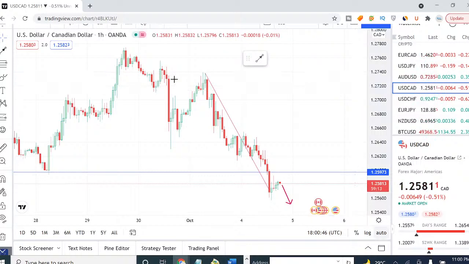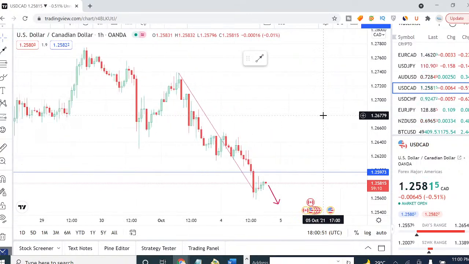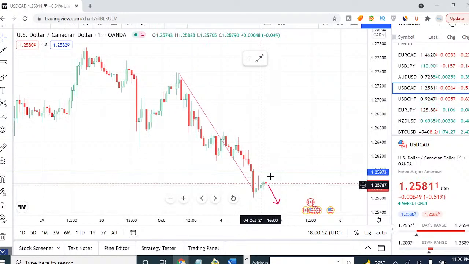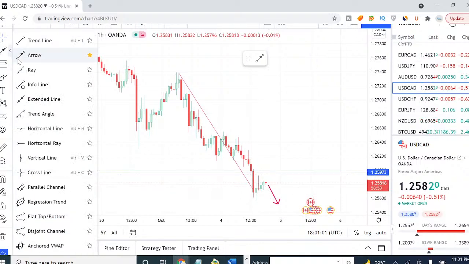So right now, those subscribers who are thinking that USD Canadian dollar has enough potential to make a recovery from here, this could be a little bit wrong, because anyhow from this area, I am not sure how much it can make some sort of recovery.